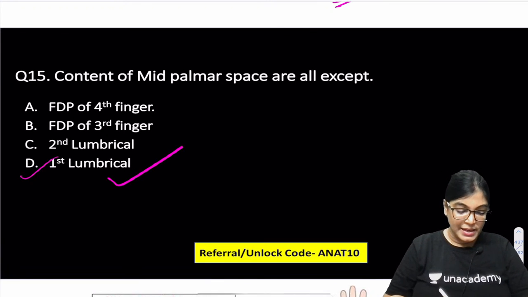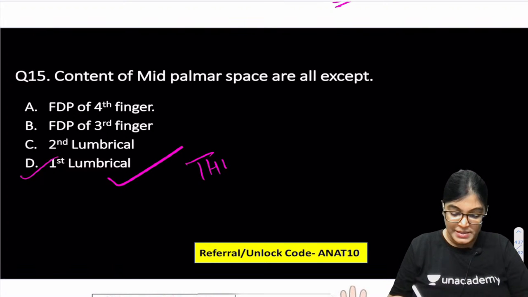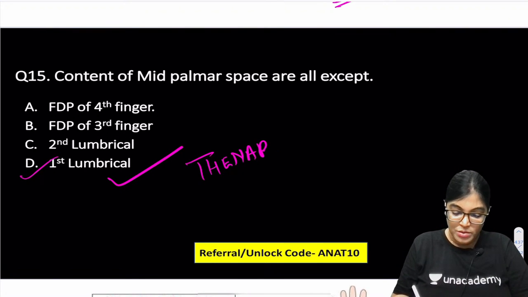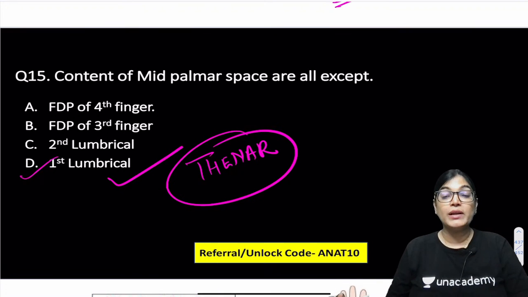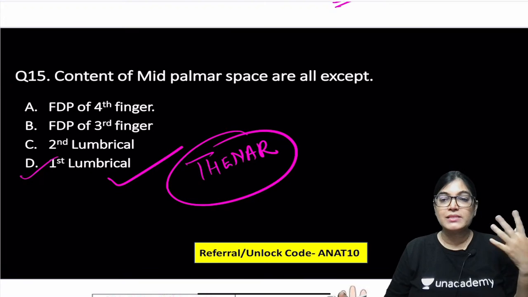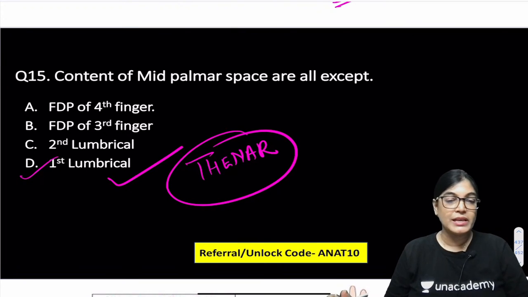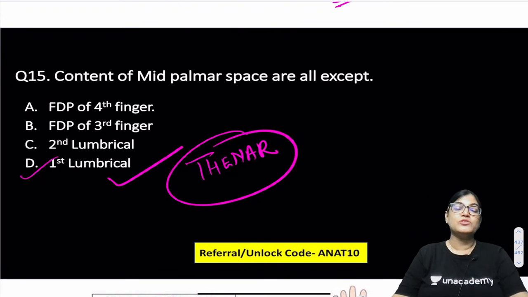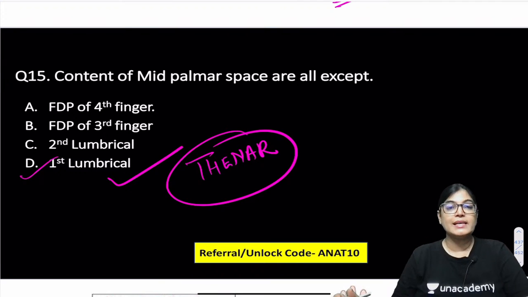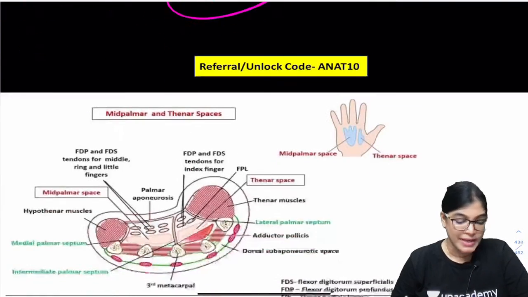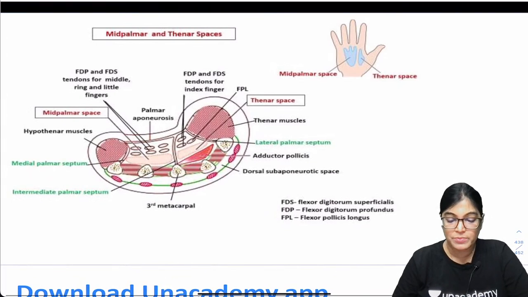So first lumbrical is passing through thenar space. It is not passing through mid palmar space. Actually, flexor digitorum profundus tendon for the index finger is passing through the thenar space, not through the mid palmar space. Rest all options are included as a content for the mid palmar space. Let me show you a diagram for this, then you will get a clear picture of this.